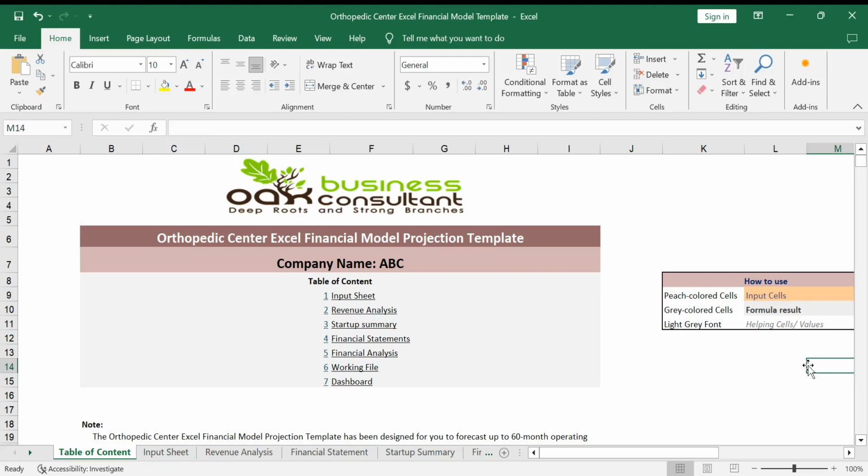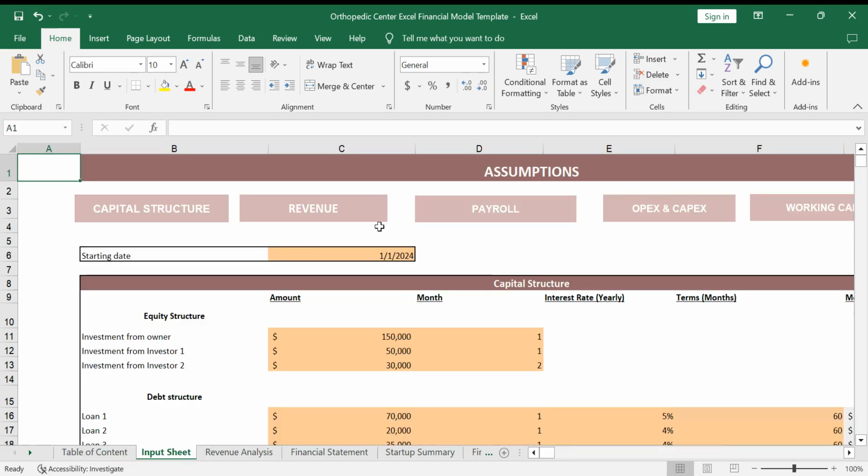Oak Business Consultant is back with another product, the Orthopedic Center Excel Financial Model Template. This has been designed for you to forecast up to a 60-month operating budget and cash flows. So let's dive in. First, we have the input sheet.